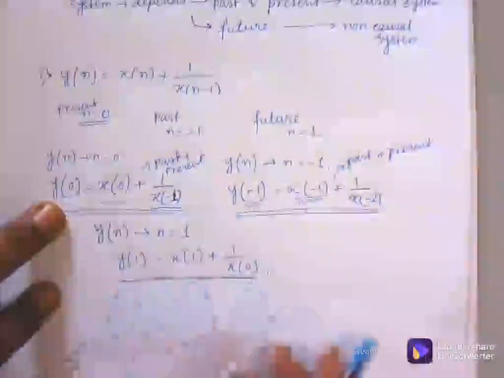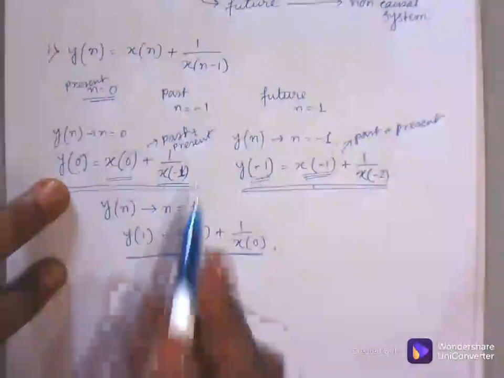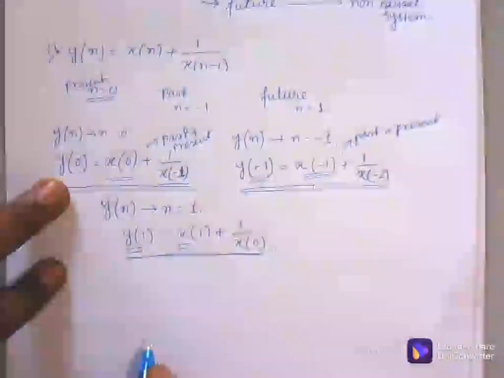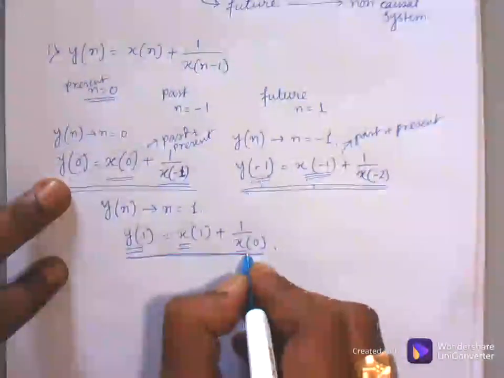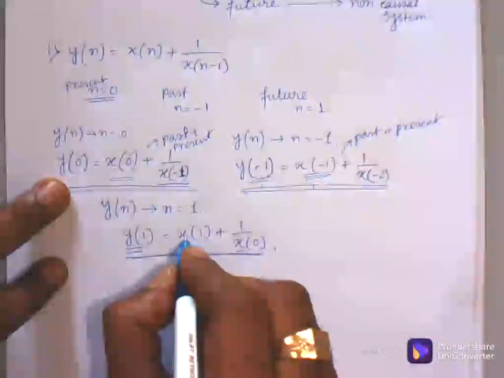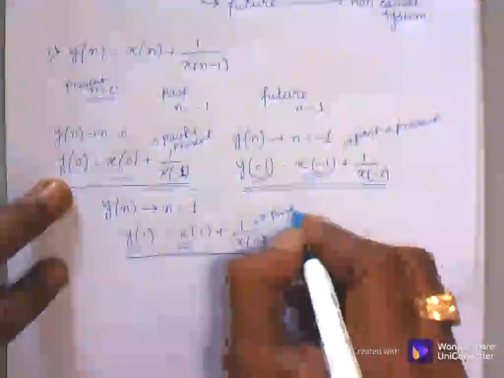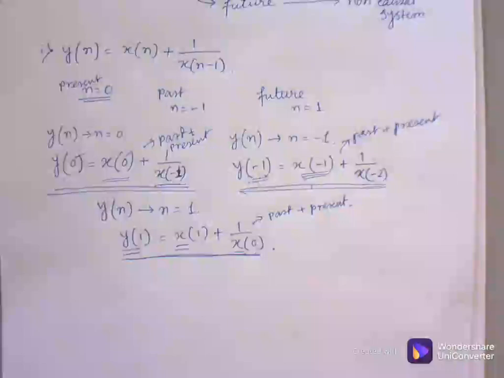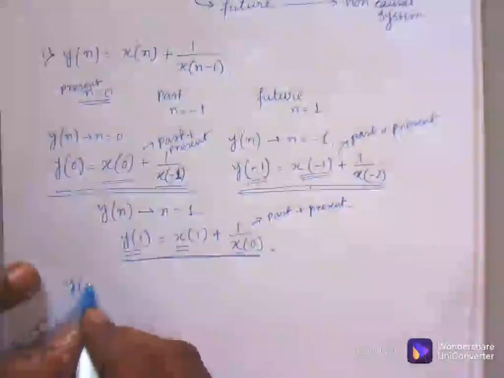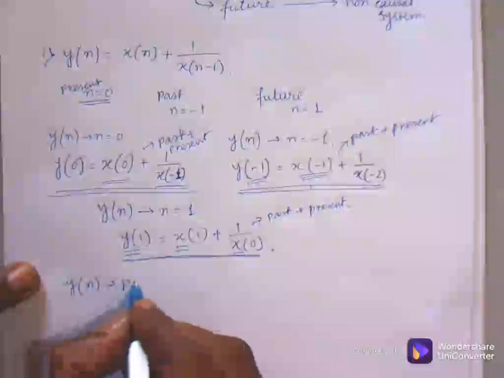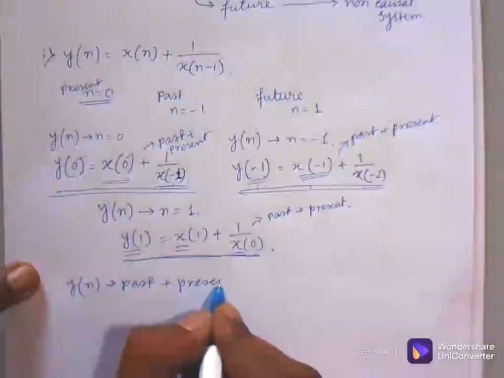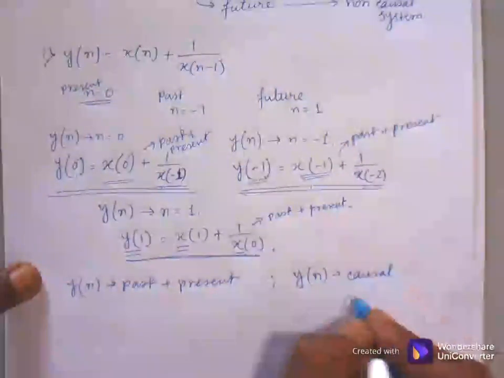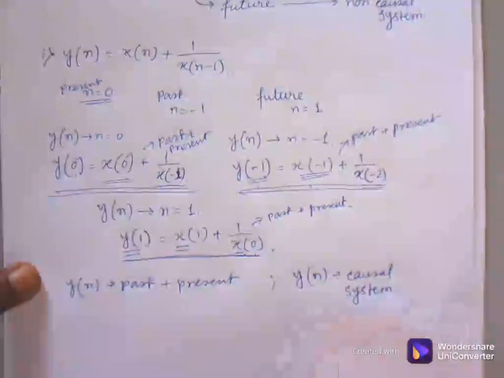Now in this case present value is n equal to 1. So y of 1 is dependent on x of 1, that is present value, and x of 0, that is the past value with respect to n of 1. So this is also dependent on past plus present value. Okay, so the system y of n is dependent on past plus present value. So I can say y of n is a causal system, not signal, system.